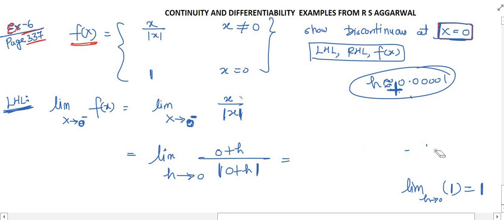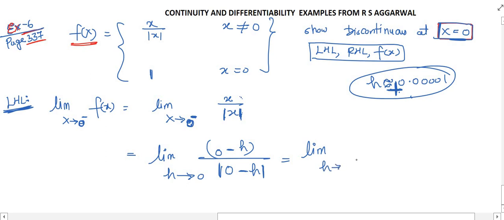It has to be 0 minus h, a little bit less than h. Okay, let's do it quickly. 0 minus h by 0 minus of mod h. So let me simplify. Limit h is tending to 0, numerator is minus h by minus of mod h for LHL.